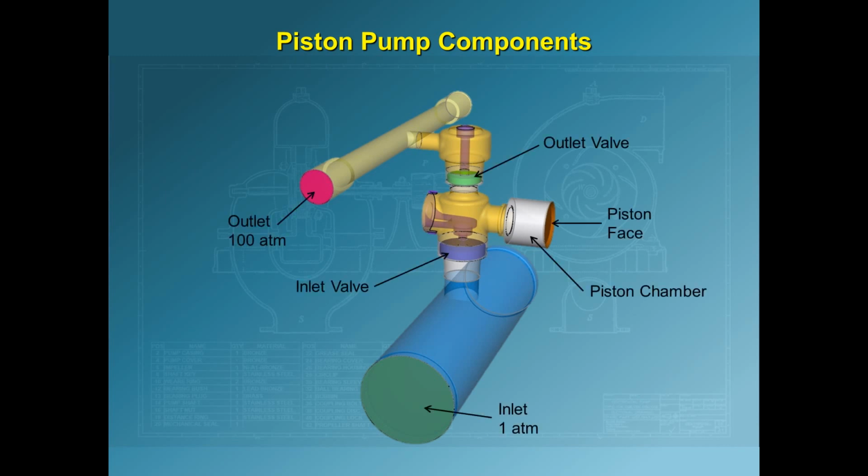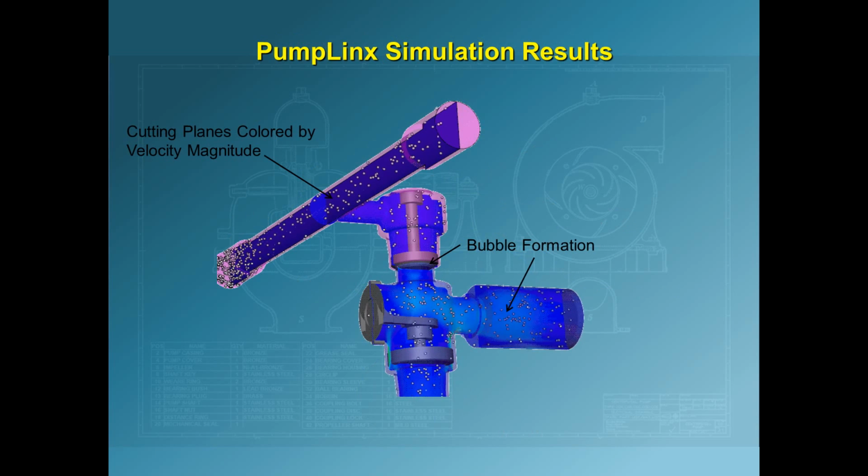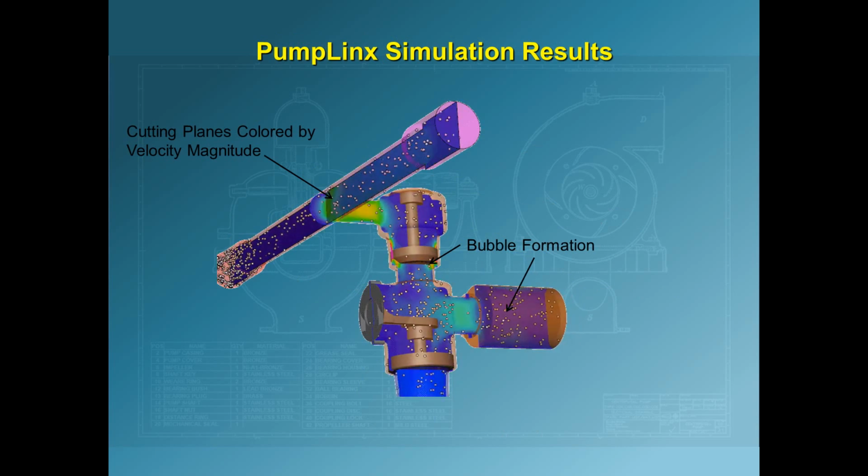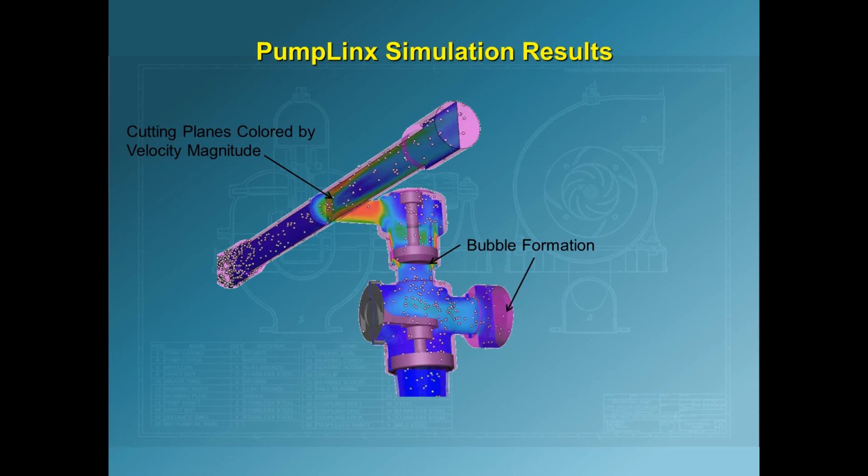These are the various components of the system. Fluid comes in at 1 atmosphere and is pumped out at 100 atmospheres. The pump is driven by an engine, and the spring-loaded valves control the direction of the flow. Here we see the flow field colored by velocity magnitude, seeded with massless particles for flow visualization.